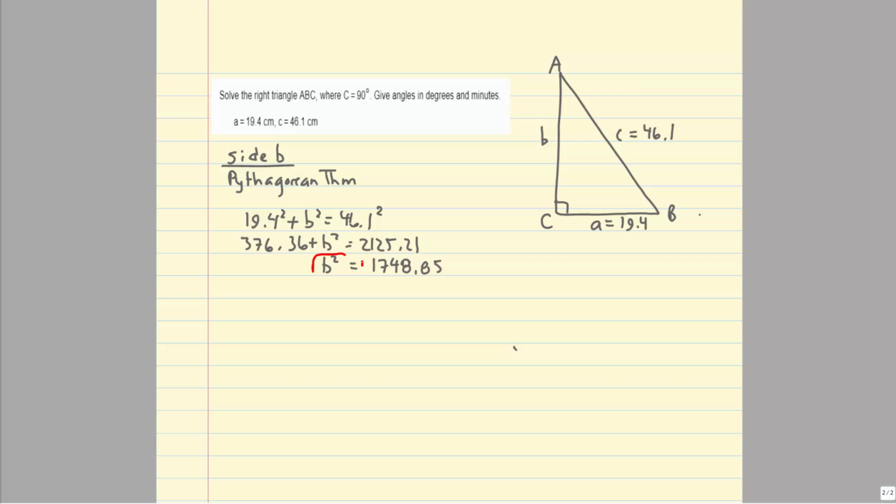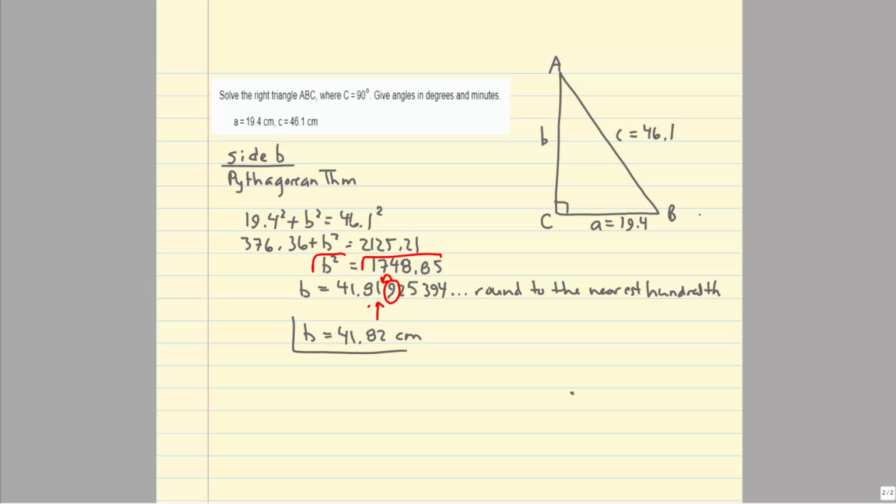Now to solve for b from here, I would take the square root of both sides, and I would end up with b equals 41.81925394. Now, for this particular problem, the instructions are to round to the nearest hundredth. So to round to the nearest hundredth, I'll go out 2 decimal places to my hundredths position, and then I go to the next digit, and if it's 5 or above, I increase that value. So my value for b in this case would be 41.82. So b is 41.82. And what do we have here? Centimeters.